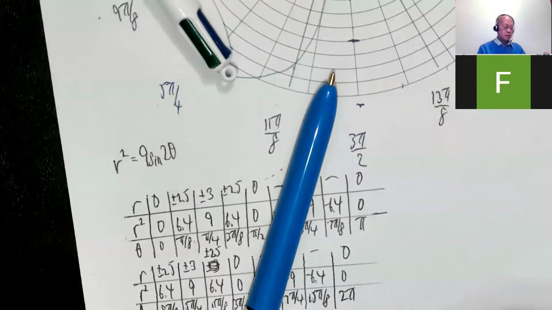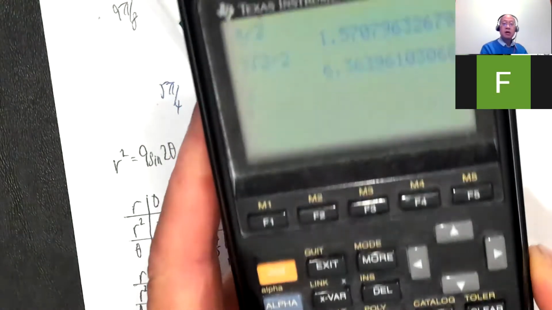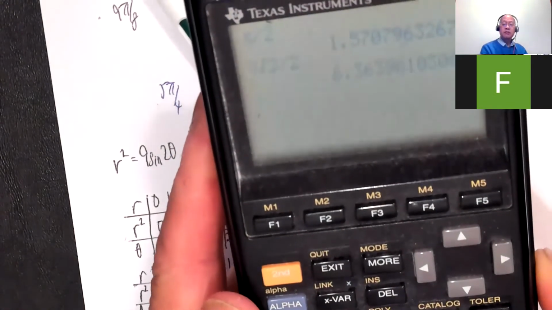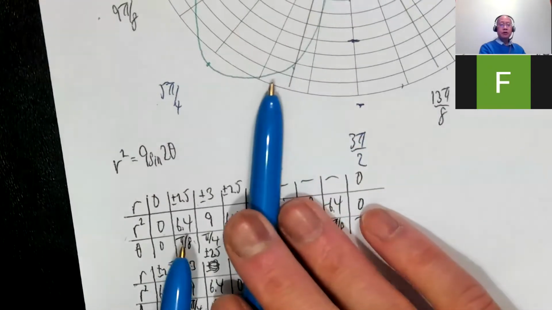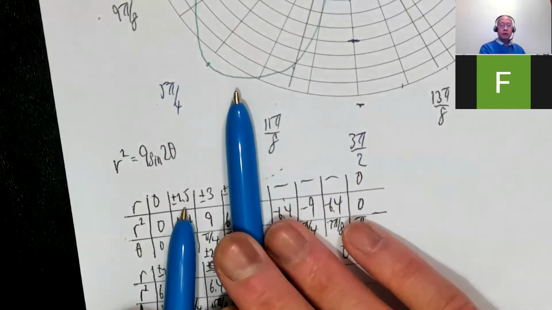We're going to show that through a calculator. 9 square root of 2 divided by 2. 9 radical 2 over 2, 6.36. Oh, it's 6.4. So now I'm either going to write 6.4 or negative 6.4.